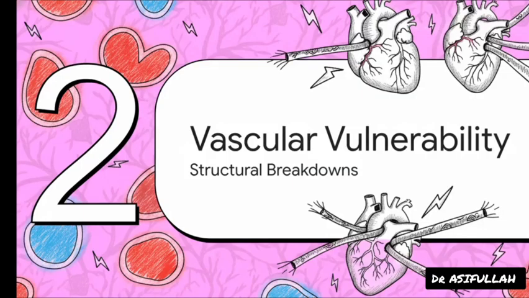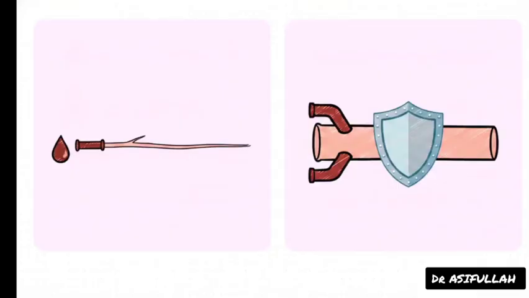Moving right along to Section 2, ischemia and vascular vulnerability, structural breakdowns. Now, what's really fascinating here is how a physical pathway's vulnerability to blocking is directly tied to its blood supply redundancy. Take the left anterior fascicle, for example. It is thin, it's long, and honestly, it's incredibly fragile. It relies almost entirely on a single blood supply from the left anterior descending artery, the LAD. So when ischemia hits, this pathway gets obliterated pretty easily.